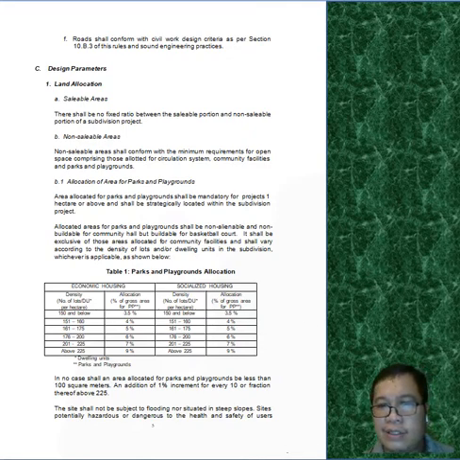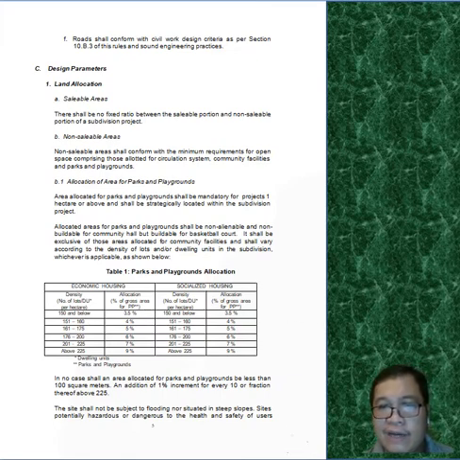This is the last page we're going to discuss about rule 1 and 2. I think we're already in rule 2. So design parameters, land allocation, the sellable areas. There shall be no fixed ratio between the sellable portion and non-sellable portion of a subdivision project. So in a socialized housing project, class, there's no fixed ratio. The non-sellable area shall conform with the minimum requirements for open spaces, comprising those allotted for circulation systems, community facilities, and parks and playgrounds.